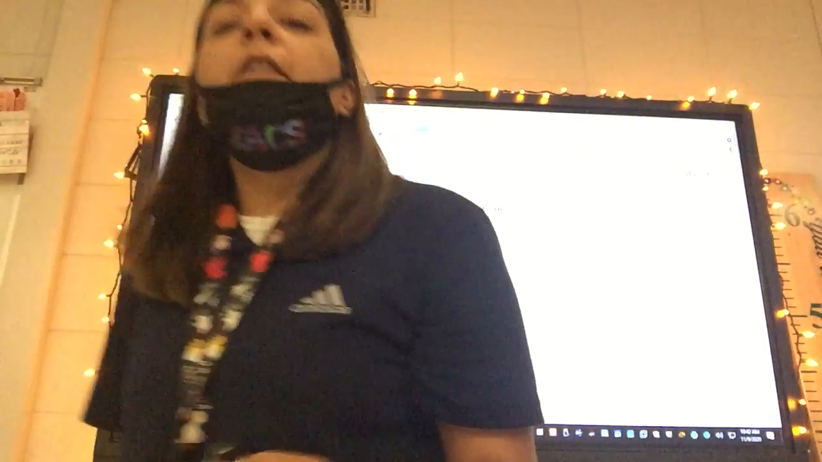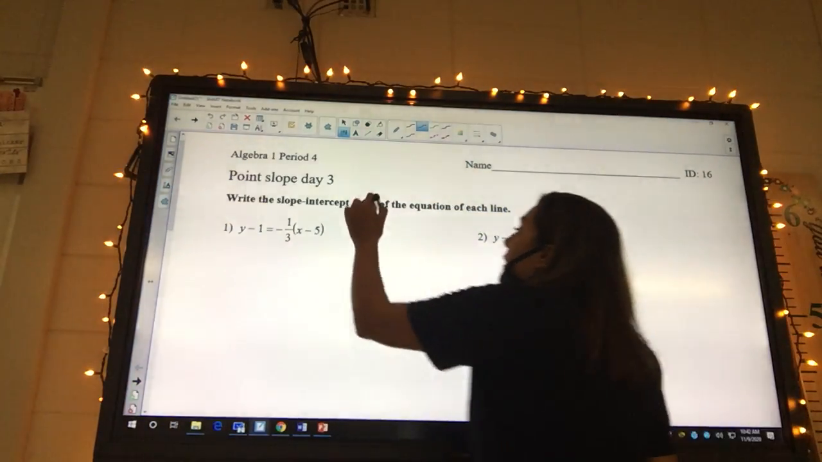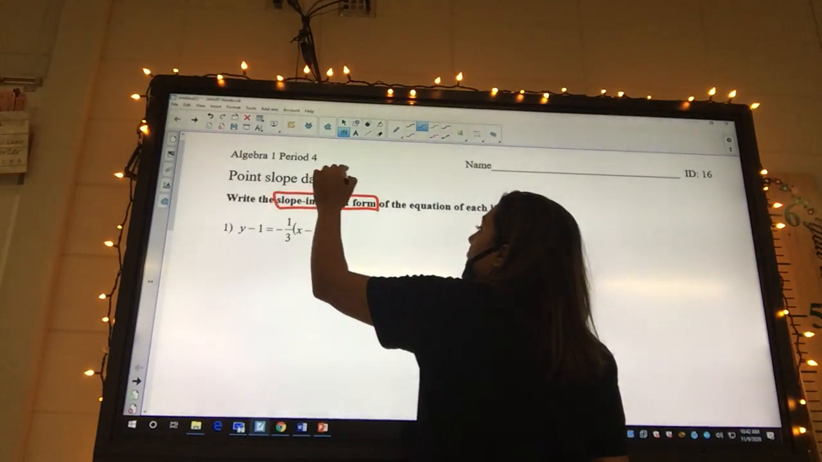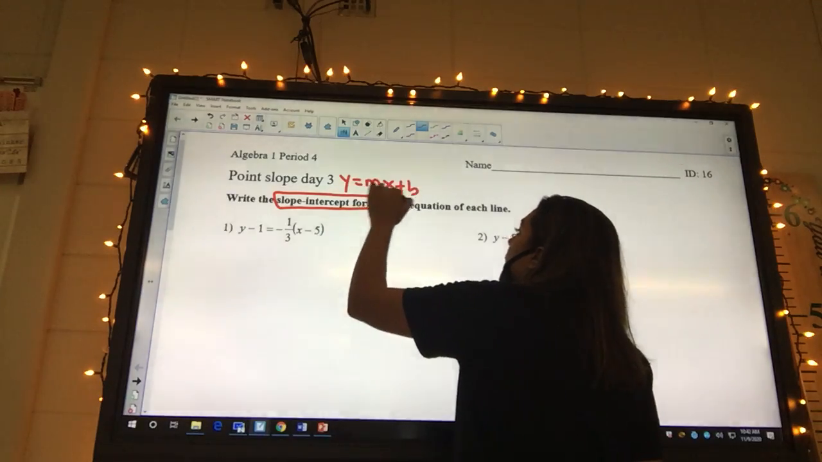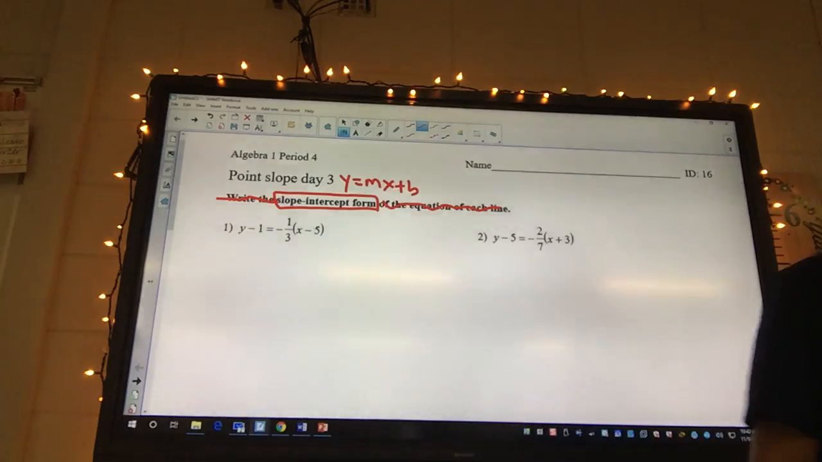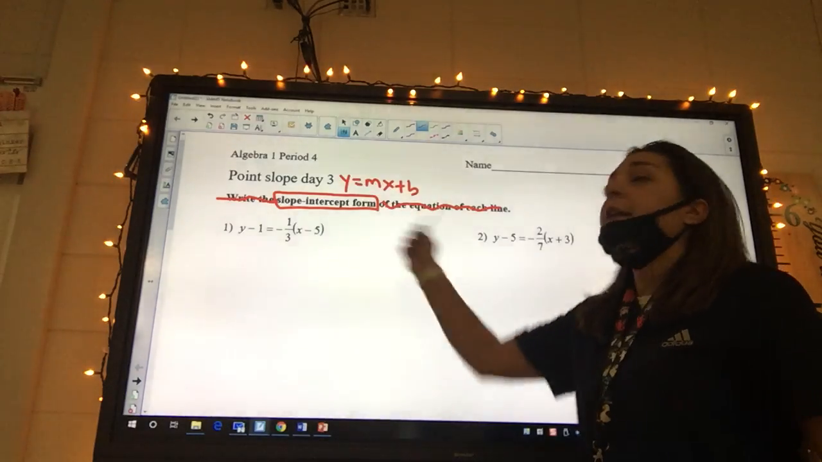The formula that you're shooting for. Okay, so they want this in slope-intercept form. What is slope-intercept form? y equals mx plus b. Perfect. And what does the m stand for? Slope. What about the b? Y-intercept. On these problems, the y should all be by itself.